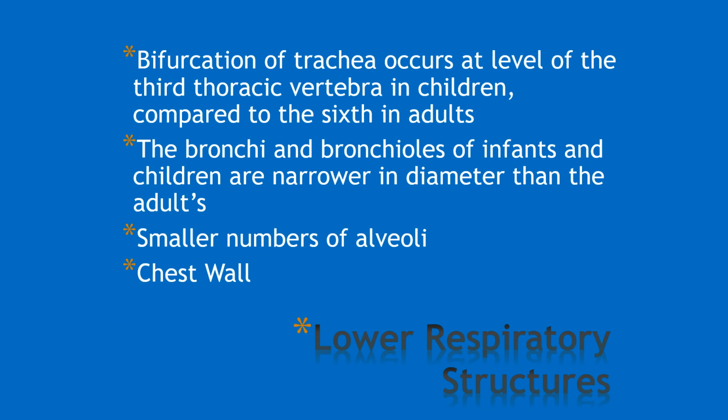All right, bifurcation of the trachea. So a bifurcation is where something branches into two. This occurs at the level of the third thoracic vertebrae in children. It's much lower in adults. This is important when you're suctioning or intubating a child. The measurement at which you are going to insert the tip of the suction catheter to be able to hit right above that point where they start to gag and cough is going to be much higher up in their chest than it would be in an adult.